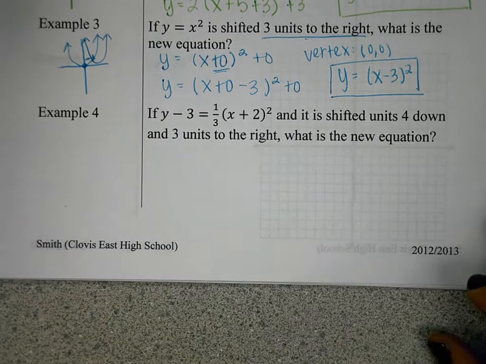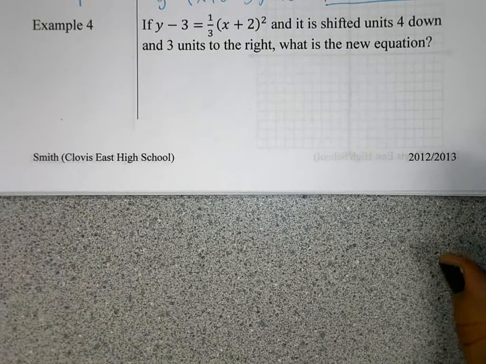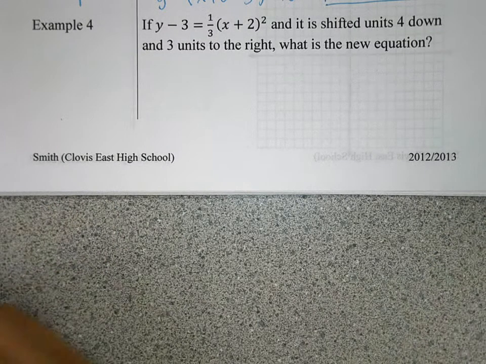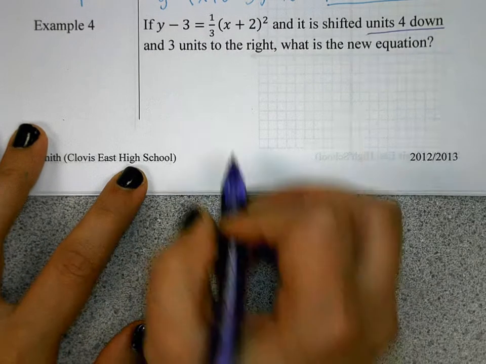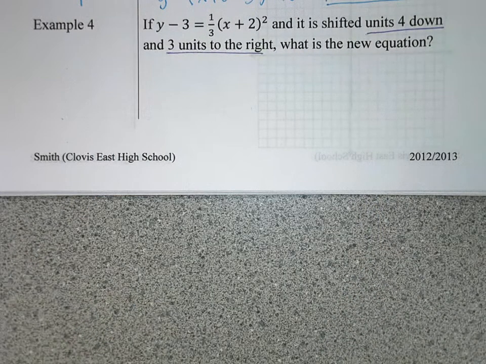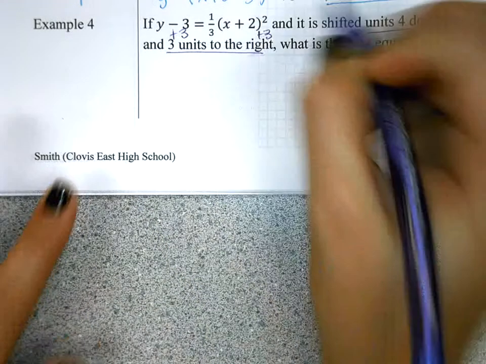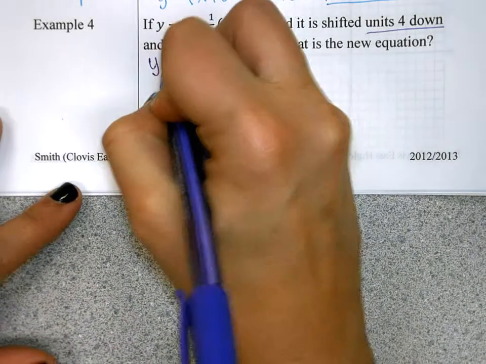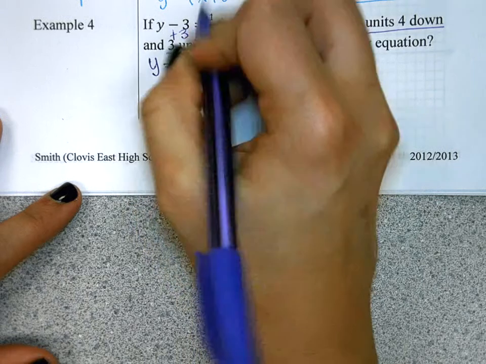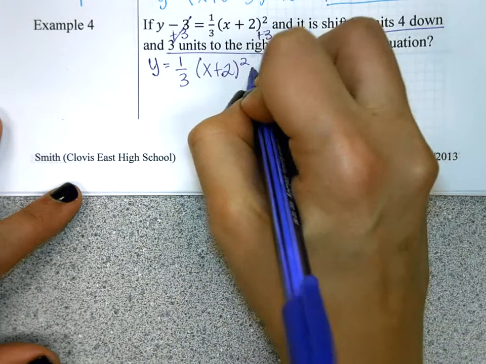Example 4, if y minus 3 equals 1/3 times x plus 2 squared and is shifted 4 units down and 3 units to the right, what is the new equation? Well, just like in example 2, let's move that 3 to the other side so at least it looks like what we want it to look like. And that's going to give me y equals 1/3 times x plus 2 squared plus 3.